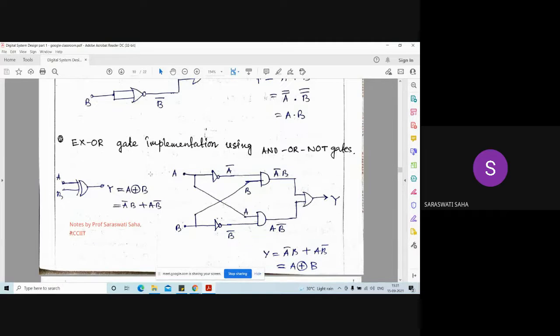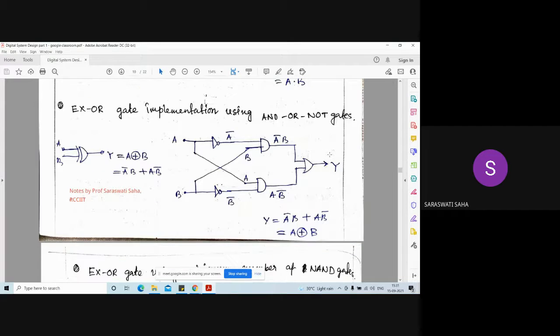Also another gate is known as the XOR gate. XOR gate also we can implement with the help of NAND gate. This is not the implementation of XOR gate using NAND gate. Here it is the implementation of XOR gate using basic logic gates, that is AND, OR, NOT. If we break these expressions in this way, you can design the XOR gate physically with the help of AND gate, OR gate, NOT gate.